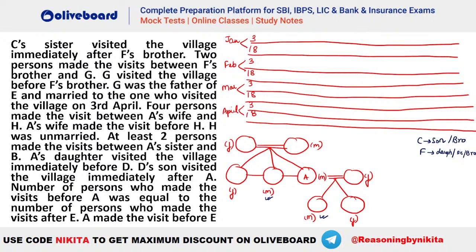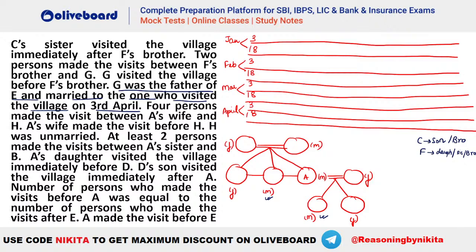Two people made visits between F's brother and G. G visited before F's brother. G was the father of E and married to the one who is visiting the village on 3rd April. Now, can we say anything about this, who should be G and how is he related to A here, and who should be visiting on 3rd April? Can we determine what the relation of G with respect to A should be, guys? Anybody? What should be the relation between G and A?